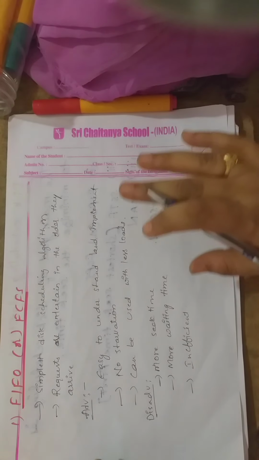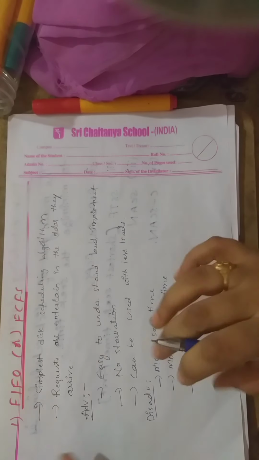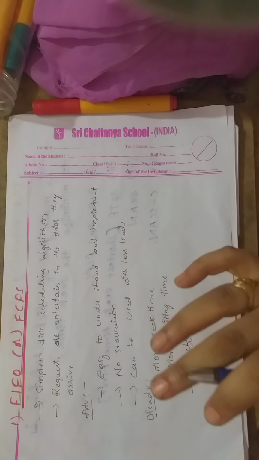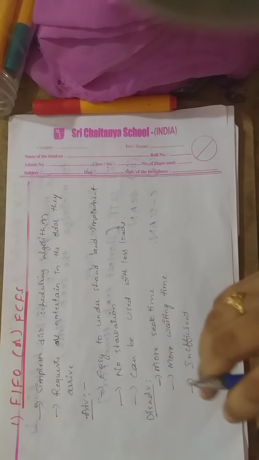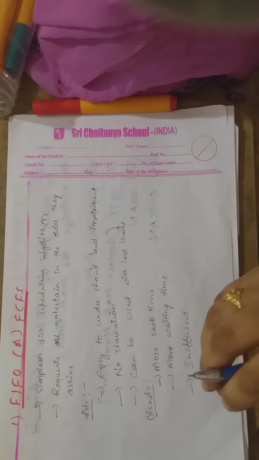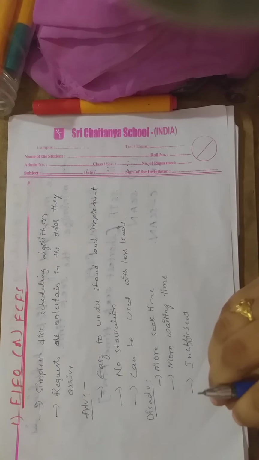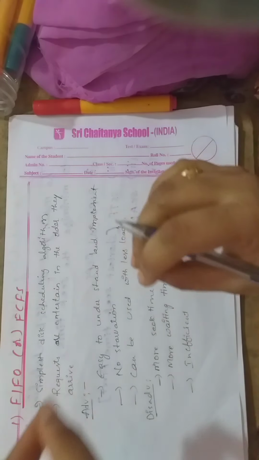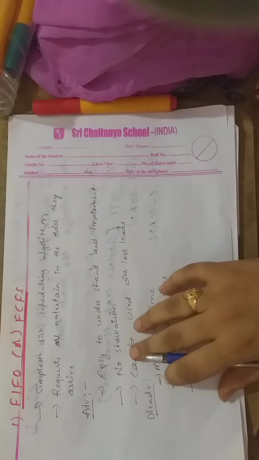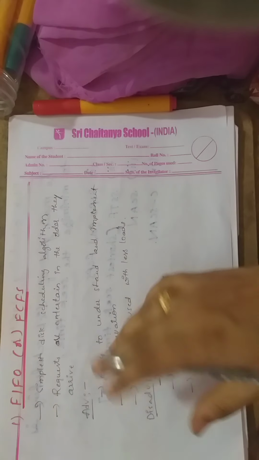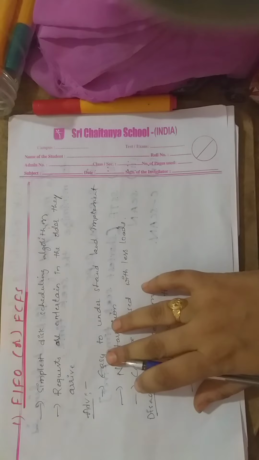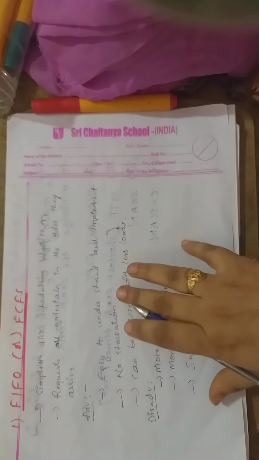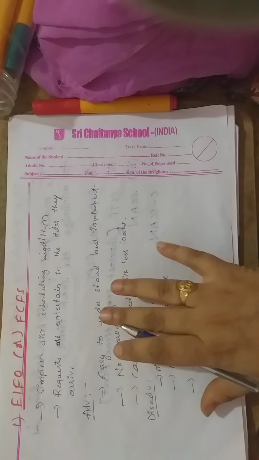It is the simplest algorithm among all these algorithms, and the requests are entertained in the order they arrive. Whichever request comes first, that request is going to be served first. The advantages of FCFS are that it is easy to understand and implement, there is no starvation, and it can be used with light loads.